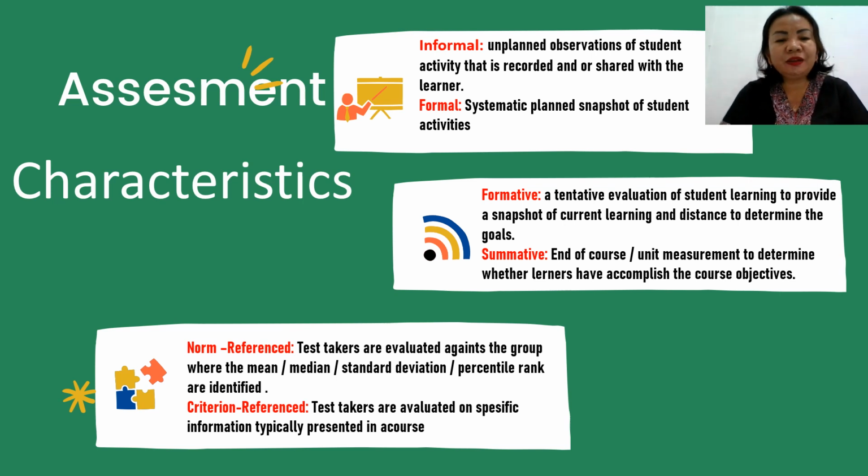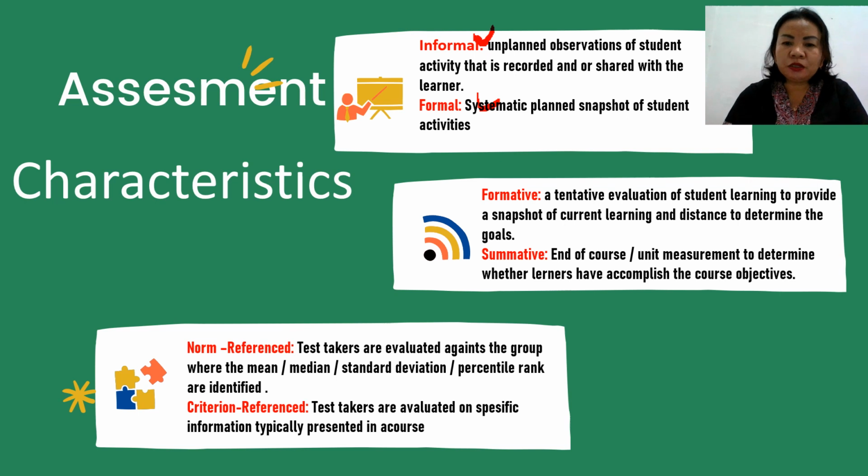Next, what are the assessment characteristics? The first is formal and informal. What is informal? It is unplanned, without planning, observing the student's activity. This is the characteristic of informal assessment, without planning. You can check directly and observe the student's activity: who is more active, who is polite, who is clever and easy to understand. This is directly without planning.